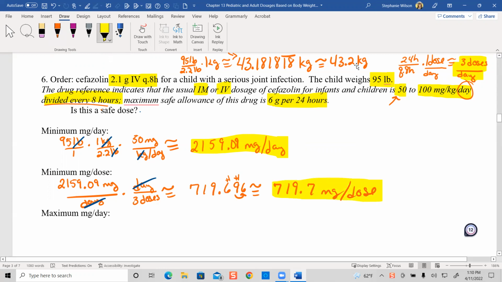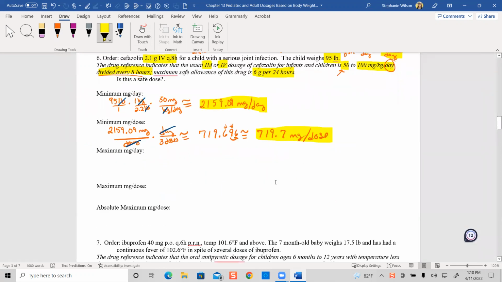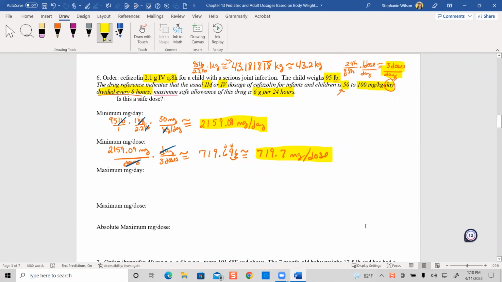Okay, I'm going to shrink the page a little bit. I hope you can still see it. I just want to be able to have everything on there. Now let's go to the next one. It says minimum milligrams per day, or excuse me, maximum. So now we're looking at the maximum amount. So I got 95 pounds over 1 times 1 kilogram over 2.2 pounds times that 100 milligrams over a kilogram per day.